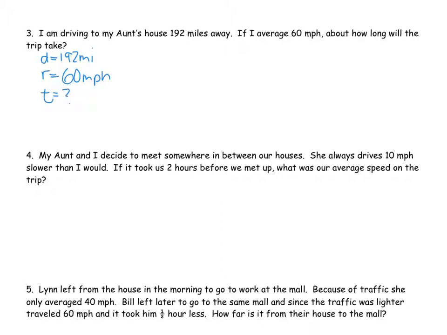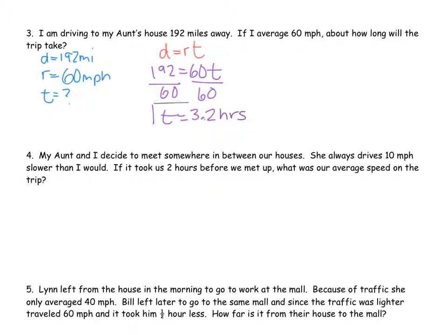Now this is just one person traveling, so this is going to be a pretty straightforward one. Distance equals rate times time. We know all of the variables except for t, so just plug in: 192 is the distance, equals 60t. We can just divide by 60, and we get that t is 3.2. Now, keep in mind your units. Since our units for the rate were miles per hour, this time is 3.2 hours.